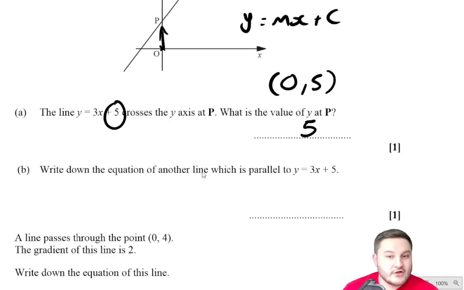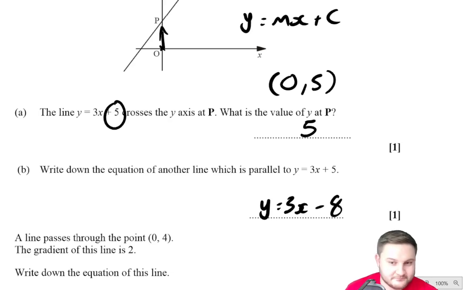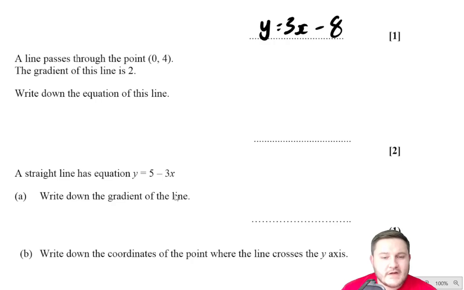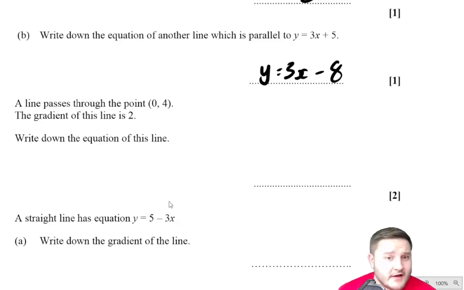Write down the equation of another line which is parallel to y = 3x + 5. Well, again, that key fact: if a line is parallel, it must have the same gradient. So in this case, you can just write down any line as long as it's y = 3x. You can add or subtract here. I'm going to say take away 8. Why not?